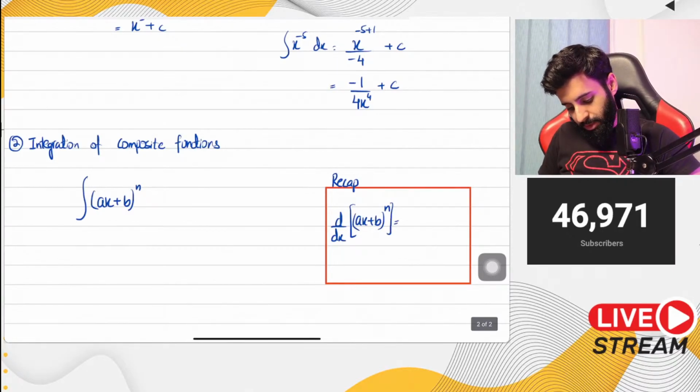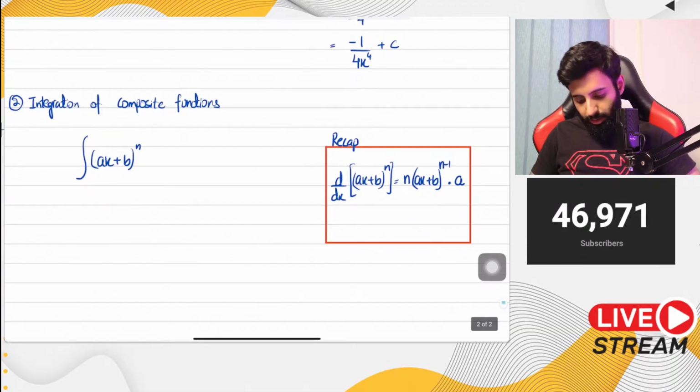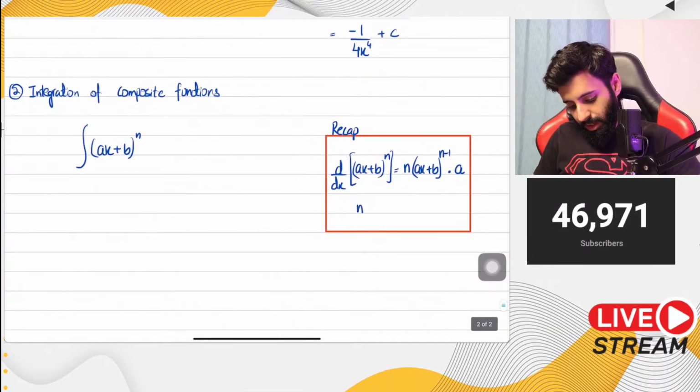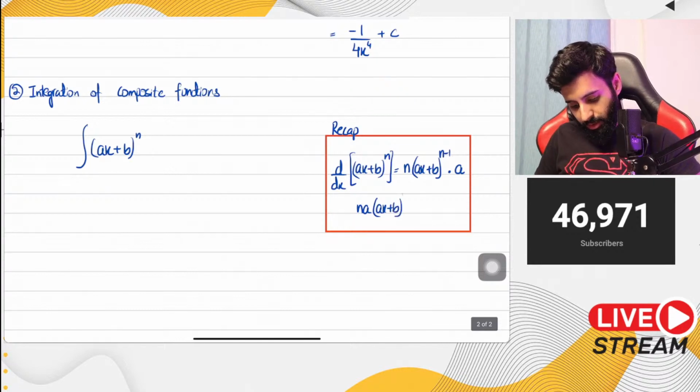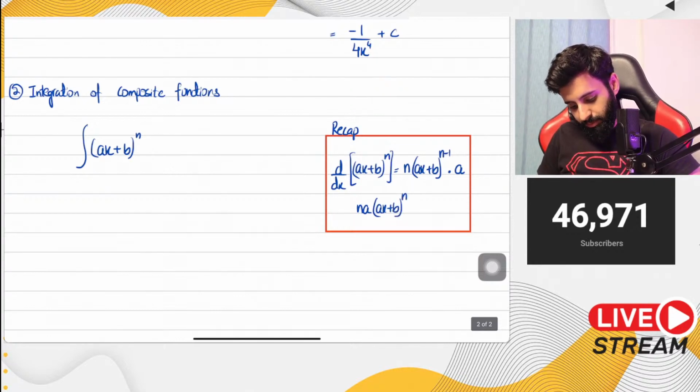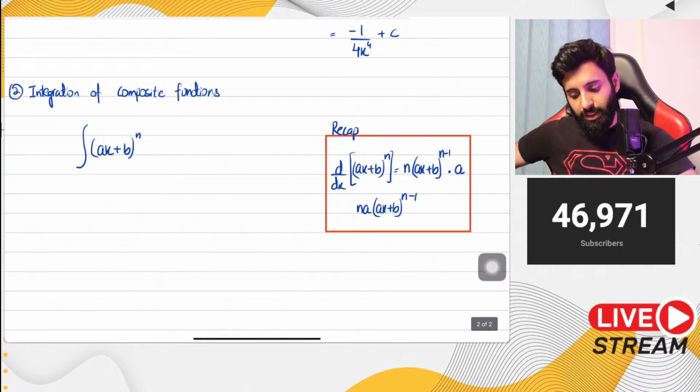Okay, so first you multiply n by the entire function. You take 1 away from the power, so that's going to be n minus 1, and then you multiply it by the differential of the bracket. Okay, and then you write this nicely, na into ax plus b, the whole thing to the power of n minus 1.